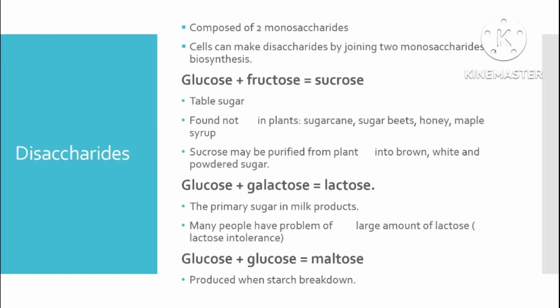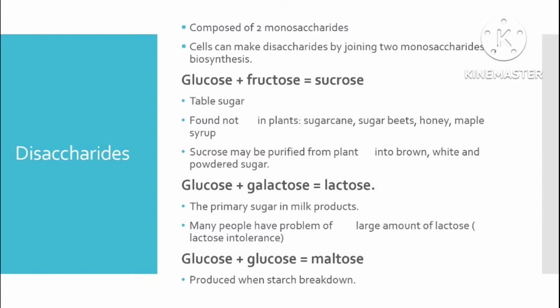Disaccharides are composed of 2 monosaccharides. Cells can make disaccharides by joining 2 monosaccharides by biosynthesis. Glucose plus fructose is equal to sucrose. It is table sugar. It is found in plants like sugar cane, sugar beets, honey, and maple syrup. Sucrose may be purified from plants into brown, white, and powdered sugar.